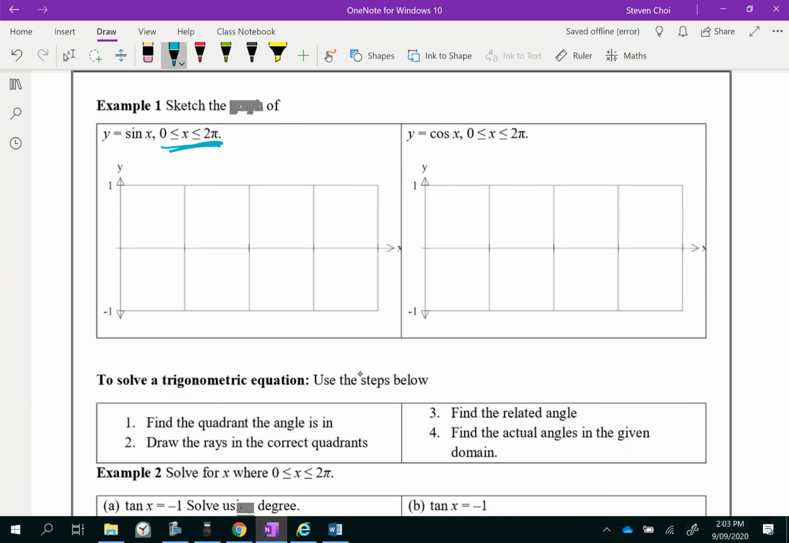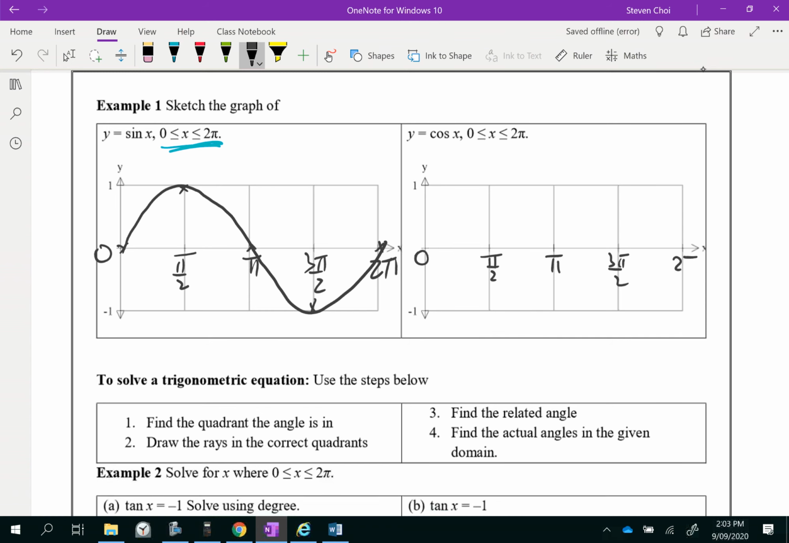Now it's in radian. You do 0, pi over 2, pi, 3 pi over 2, 2 pi. All right, let's continue. So what we do is we're going to draw the graph. And then for cos is 0, pi over 2, pi, 3 pi over 2, 2 pi. So exactly the same graph, just different angle. One's in radian, one's in degree. And then we're going to solve equation again using radian.